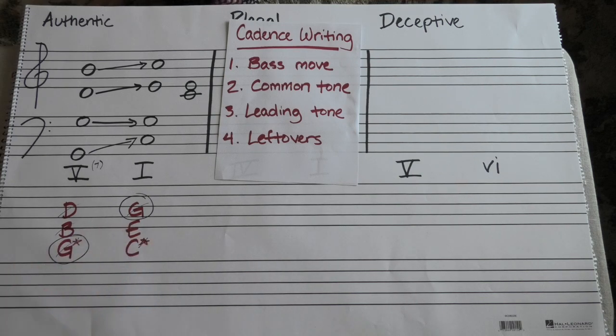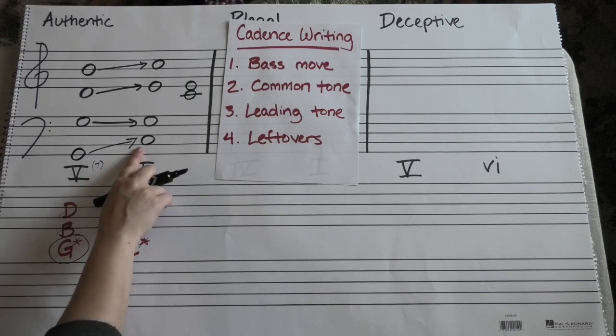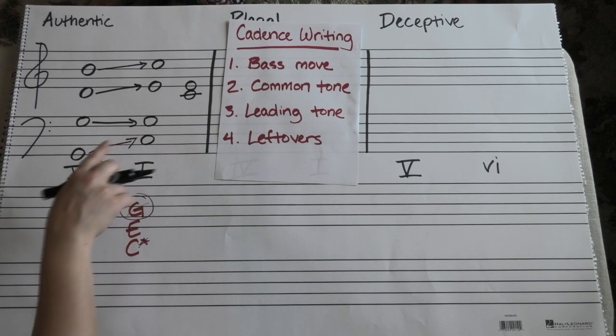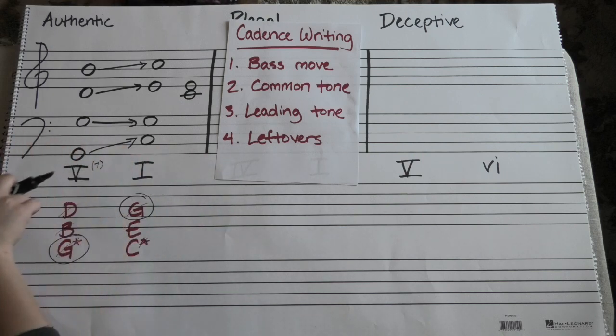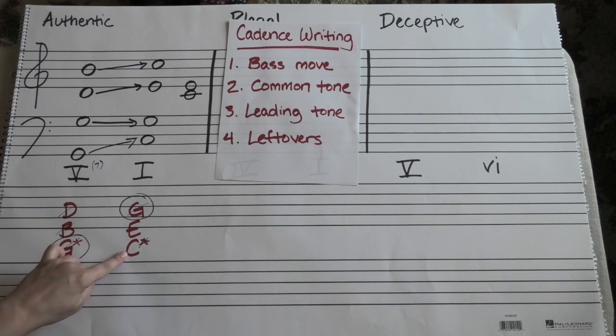Okay, so that's a really great way of going about writing authentic cadences, and we're going to do some on the next page. Start with the bass, then find whatever common tone is supposed to stay the same between the two. Make your leading tone go to do, and then do your leftovers. And just having the letter names underneath, just to start out with, is probably a good idea.